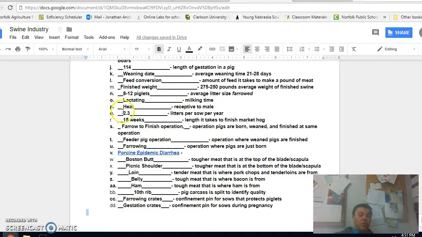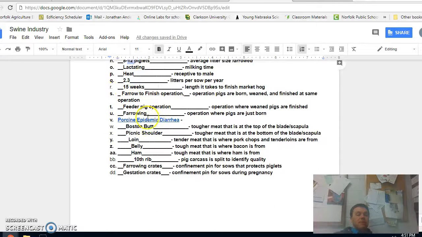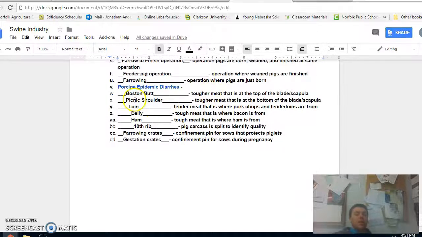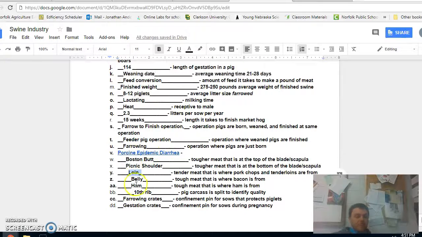They have 2.3 litters a year, so that's like 20 pigs or up to like 30 pigs on the good producing pigs a year. Those 30 pigs then spend about 15 weeks being finished off to that 275 pounds. We will cut up that pig into different sections, all of which are pretty tough except for the loin, and we raise them all indoors.